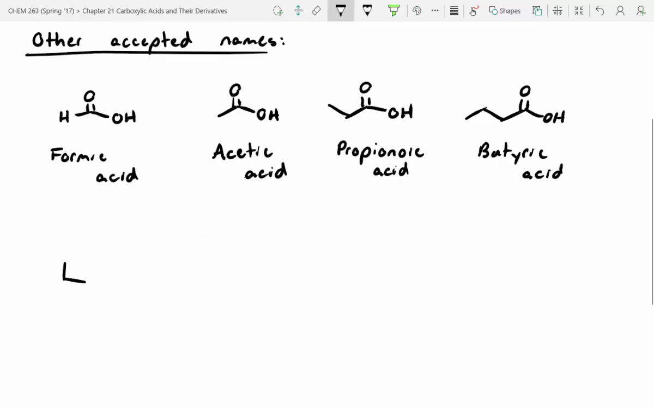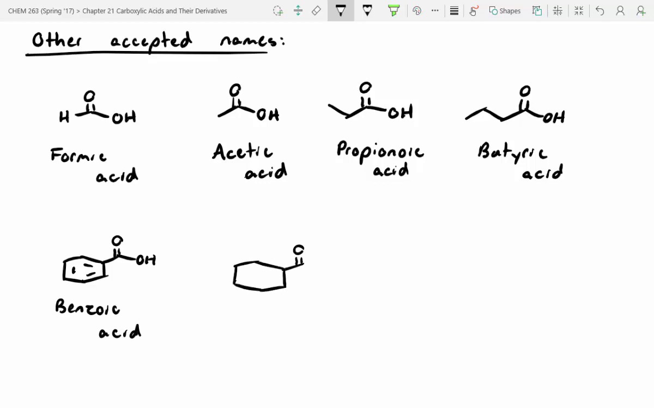The next one, you guys already know the name of. What's this one again? Benzoic acid. And then this one's kind of an oddball one. This is cyclohexane carboxylic acid. Not cyclohexanoic. Yeah, I don't know why they don't call it cyclohexanoic acid, but it's just not called that. The one that you use more ink when you have to type it on a paper.